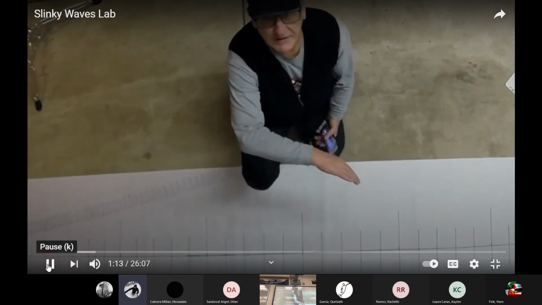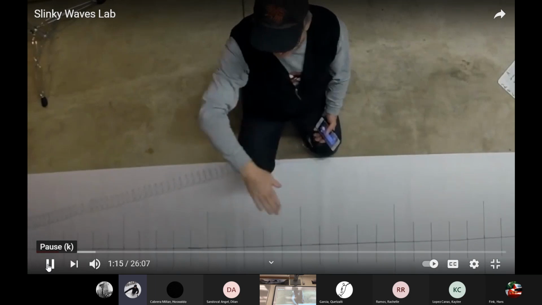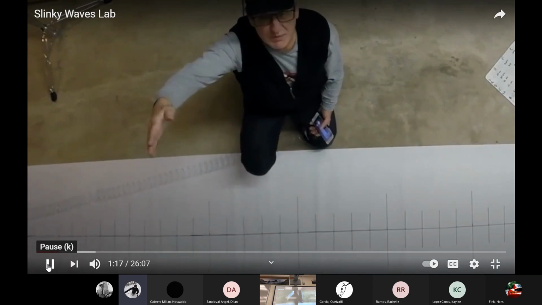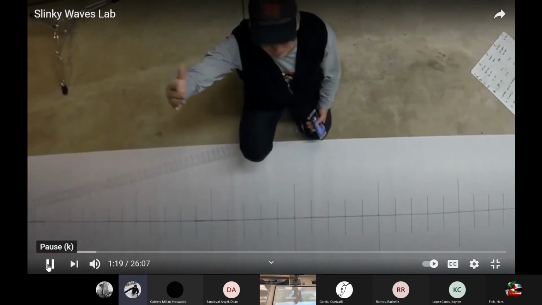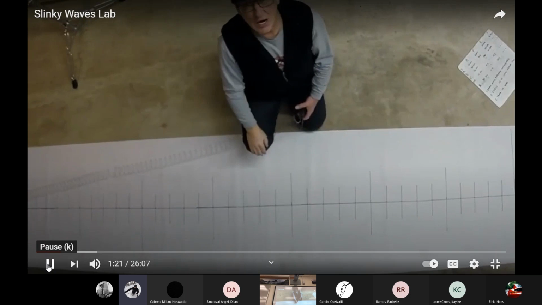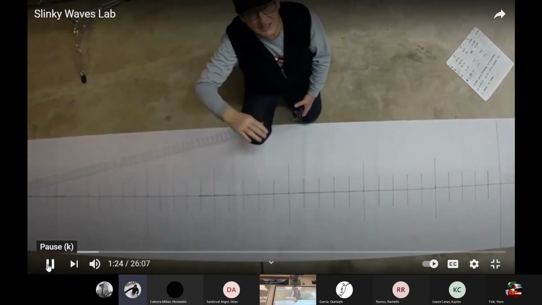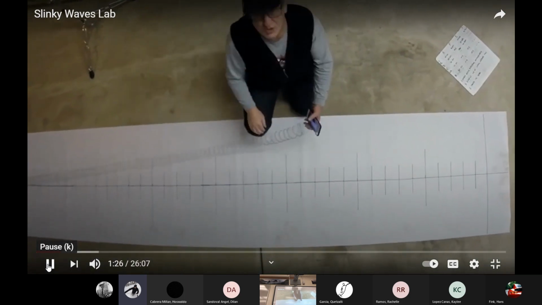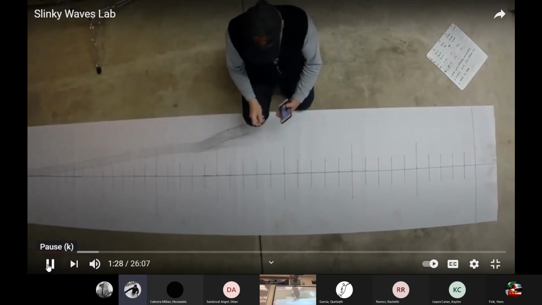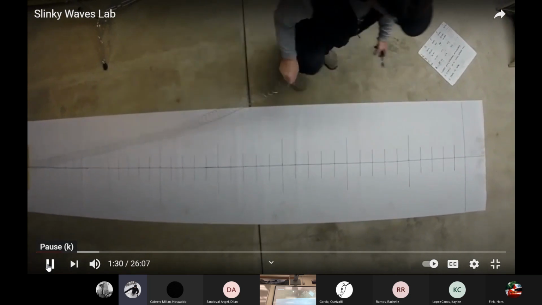So you're going to be measuring the peak of the wave and the length it takes to reach the next peak. That will be the wavelength, for example. We'll also count how many waves go by in a given time. So we're going to make a bunch of measurements in this lab using the Slinky as our demonstration.